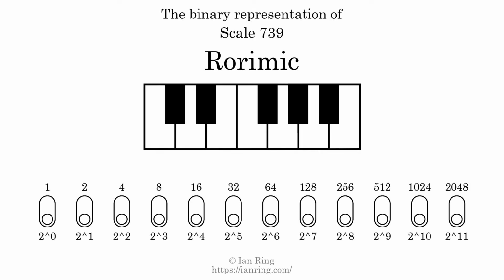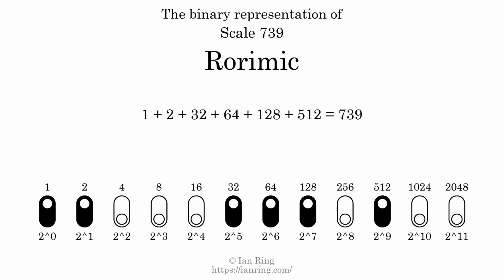The binary representation of this scale is determined by mapping tones of the scale to binary digits. Each binary digit represents a power of 2. To get the scale number, we add the powers of 2 together. The powers of 2 that are present in the scale, all added together, equals 739. That is why the scale number, in decimal, is 739.